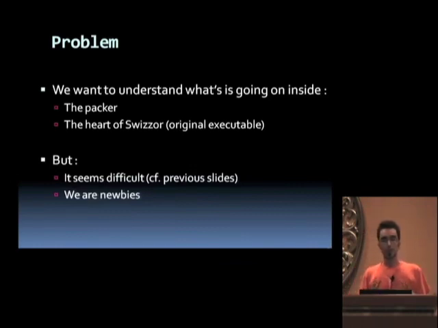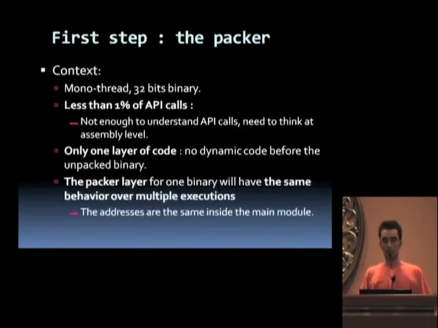So let's set up the context of the packer. It's a monothread program, a 32 bits binary, very standard. There are less than 1% of API calls. So it means that, as our goal was really to understand, we cannot just check the API calls and put breakpoints on the API and wait for something to happen. We really need to think at the assembly level.